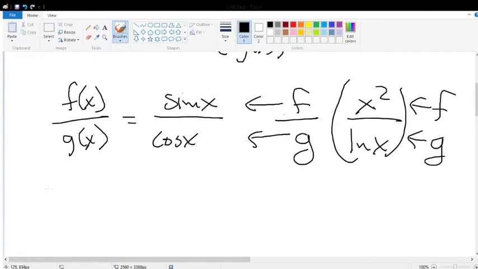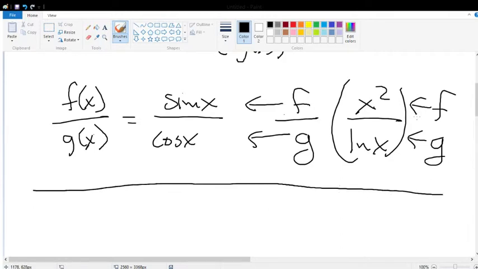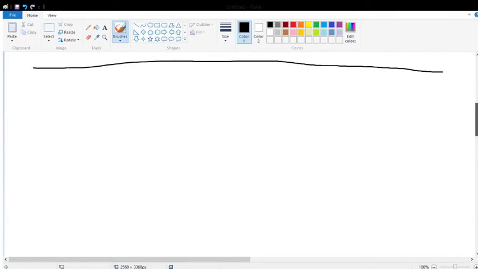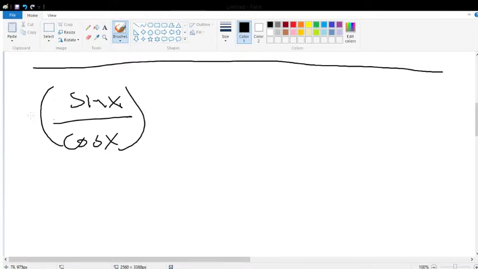Now, how about actually using it? So let's do sine of x over cosine of x, and we're trying to take the derivative. This notation means that you want to take the derivative of sine of x divided by cosine of x with respect to x.